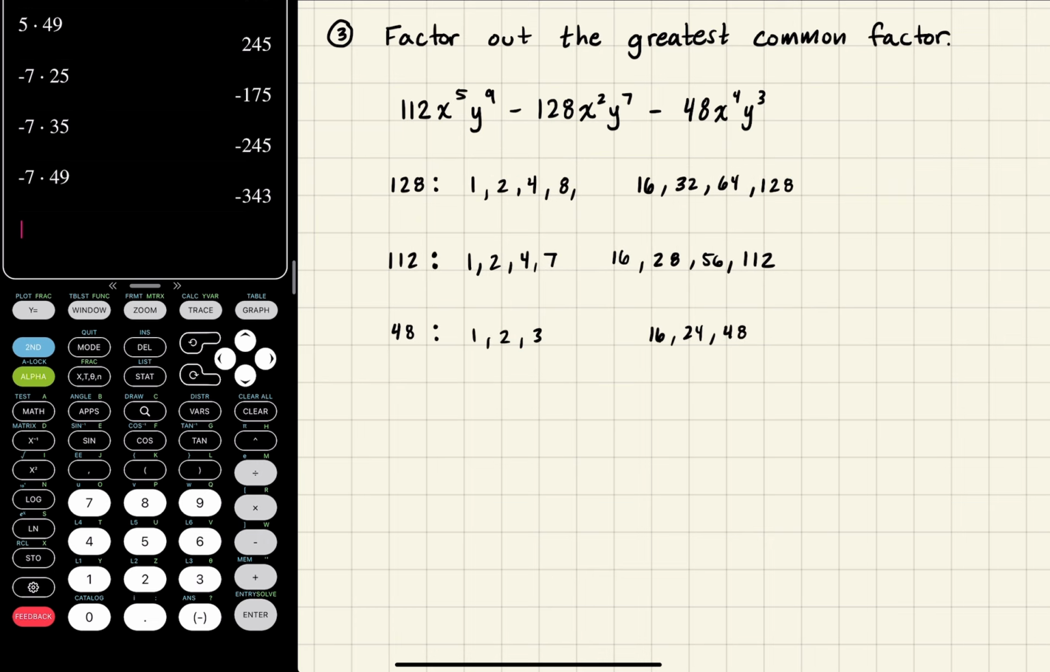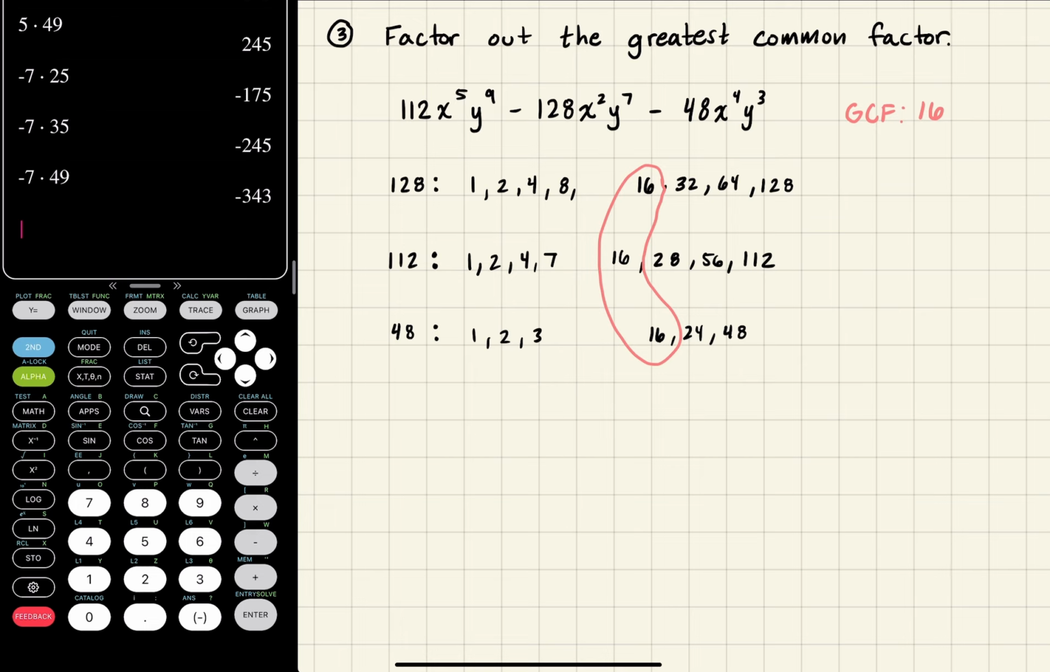I wrote down some factors for 112, 128, and 48, and they're listed here. For instance, ways we can make 128 would be 1 times 128, 2 times 64, 4 times 32, and 8 times 16. So I wrote those factors out for each of these, and we're looking for the greatest common factor, so the biggest number that goes into all three. And it looks like to me that that's going to be 16. Notice how 16 goes into all of them. So our GCF so far is 16.